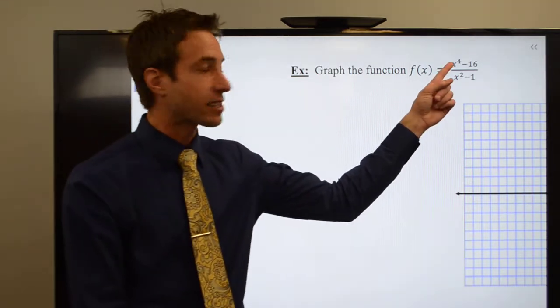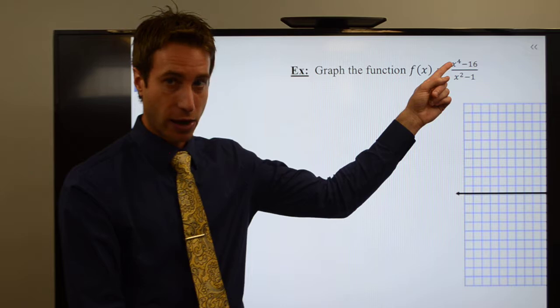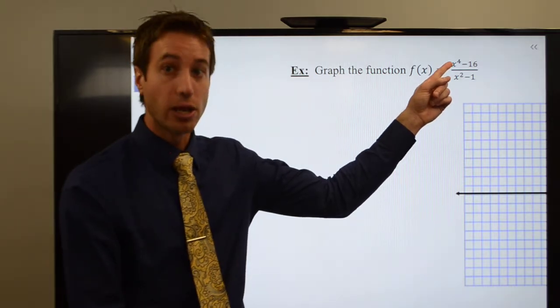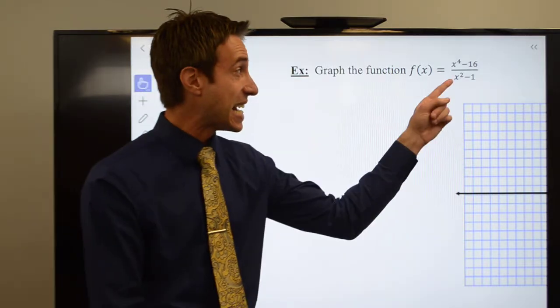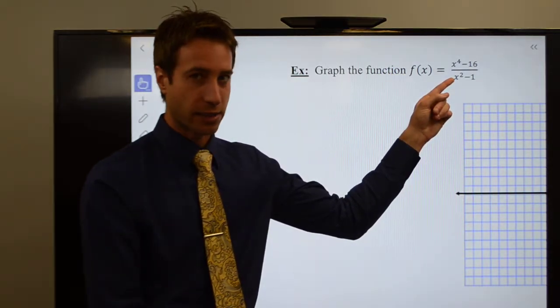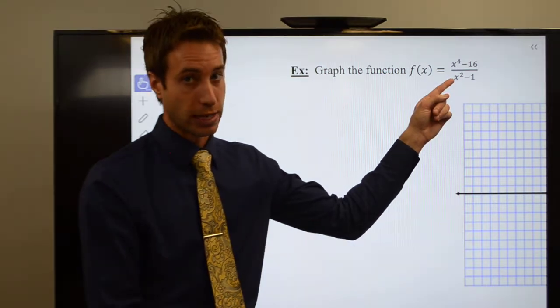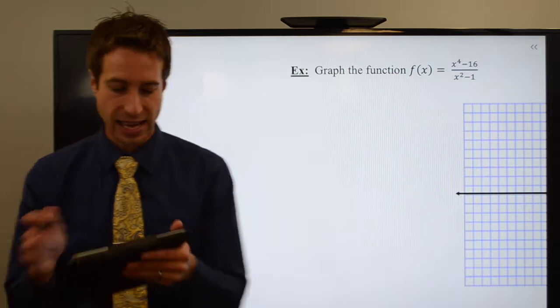Please notice I have an x to the fourth, but there's no x to the third, there's no x squared, and there's no x to the first. You need placeholders. Also, in the denominator I have an x squared, but I do not have an x to the first. You will need a placeholder. So don't forget those placeholders when doing long or synthetic division.